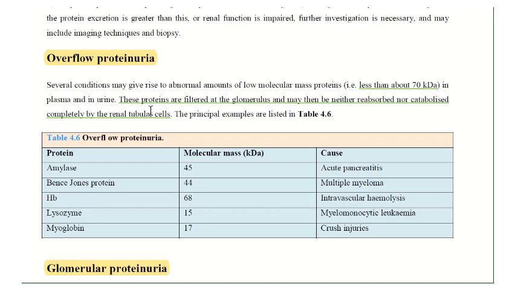هذه البروتينات are filtered بالجلوميرولس and may then be neither reabsorbed nor catabolized completely by the renal tubular cells. إذن هذه البروتينات filtered at the glomerulus and may then be neither reabsorbed nor catabolized completely by the renal tubular cells. وهذا Table 4-6 فيه examples, principal examples.